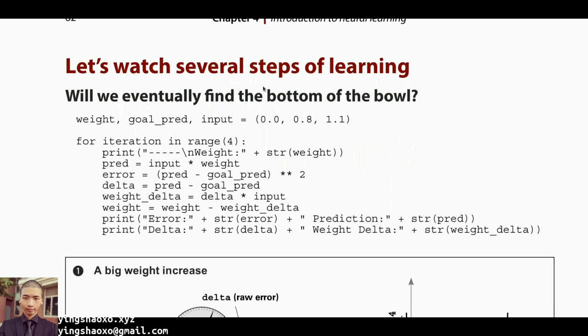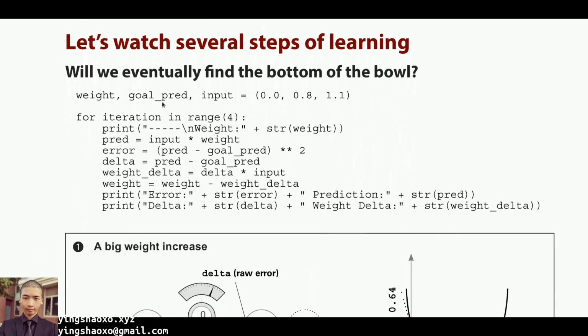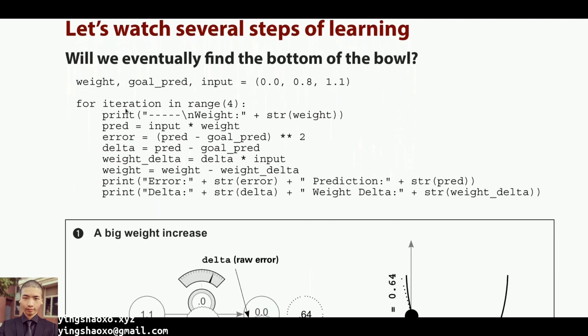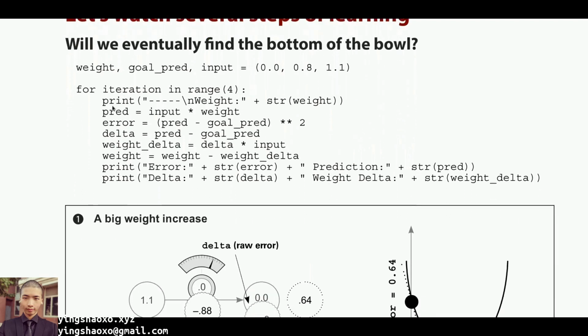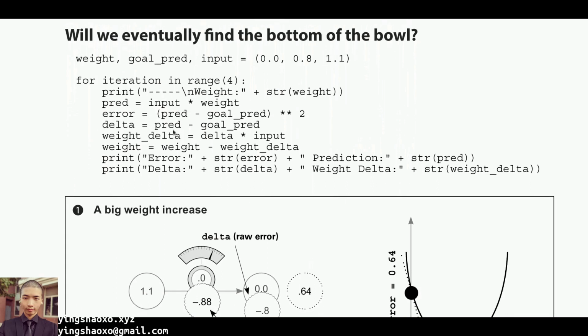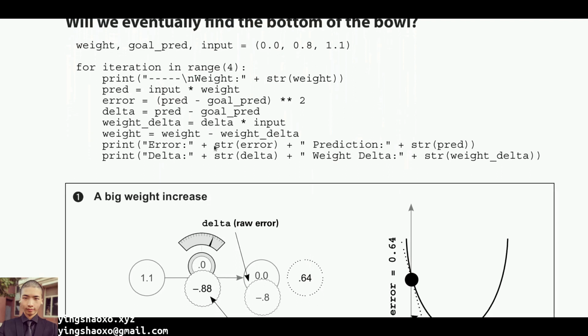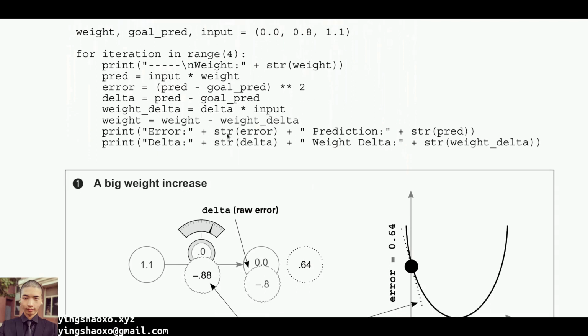Let's watch several steps of the learning. Will we eventually find the bottom of the bowl? The weight, the goal prediction, the input. For iteration in range, we print out the weight. Prediction equals input times weight. Error equals prediction minus the goal prediction, squared. The delta equals prediction minus goal prediction. The weight delta equals delta times the input. The weight equals weight minus the weight delta. We print out the error, the prediction, and the delta, and the weight.